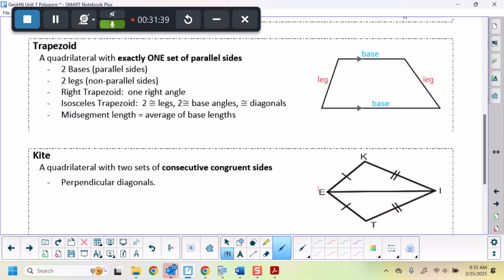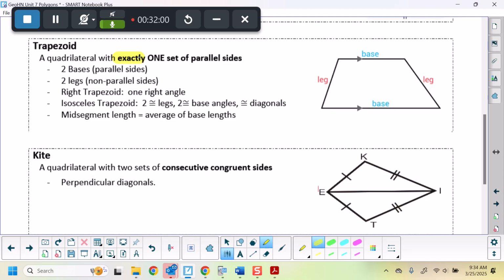I was in a math class one time where we argued for over 30 minutes about the definition of a trapezoid. Exactly one set of parallel sides. The minute that two sides are parallel, it's now a parallelogram. I don't have that. Oh wait, no.